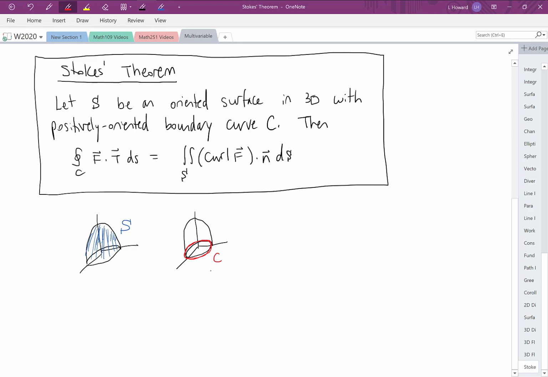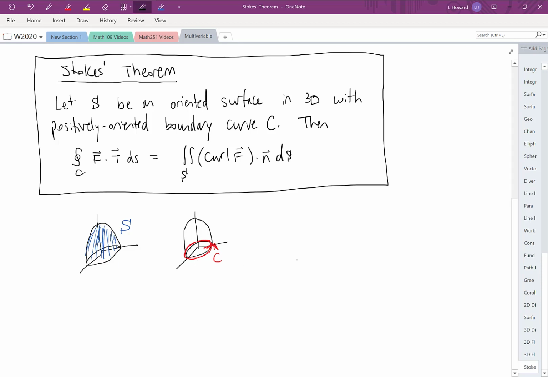And it's important for Stokes' theorem that this is positively oriented. Positively oriented, you can think of that as meaning counterclockwise when viewed from above. You can also think of it as meaning it keeps the surface on its left as we rotate around our curve. So there's our positively oriented boundary curve.